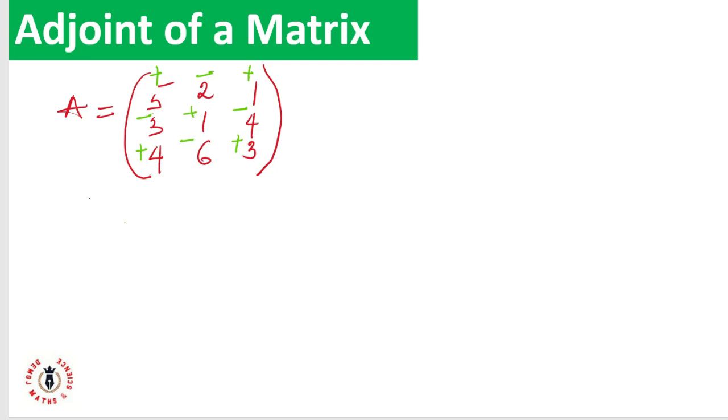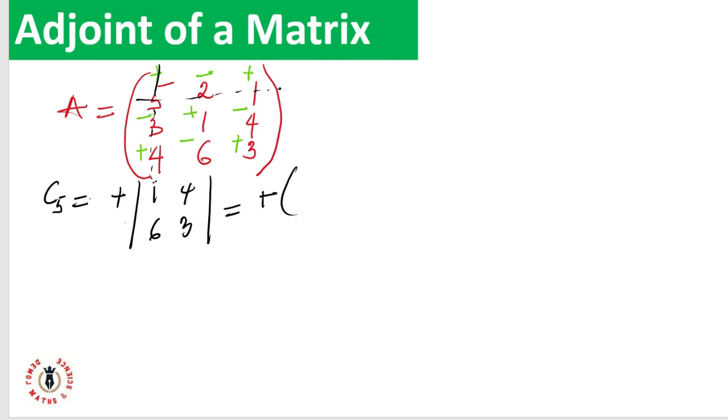Now, let's start with the first element, that's the cofactor of 5. My C5 will come from, I'll pick this column and this row, so I have this element to come from plus the determinant of 1, 4, 6, 3. That equals plus 1 times 3, that's 3, minus 24, which equals minus 21. The next element is 2. So we're finding the cofactor of 2.